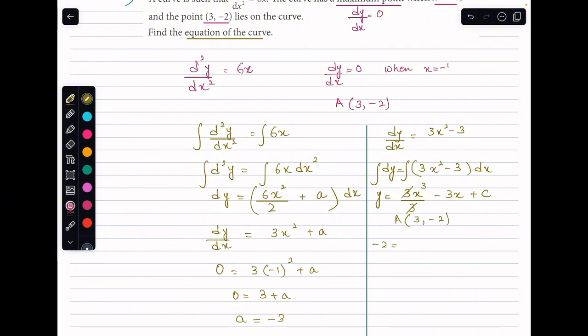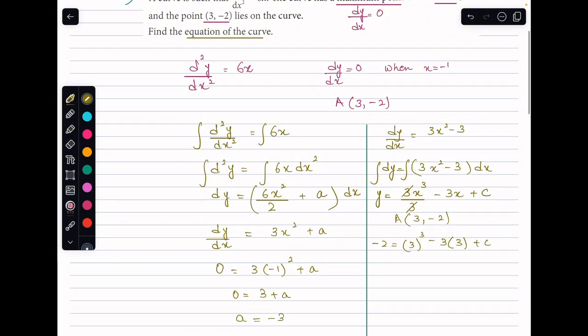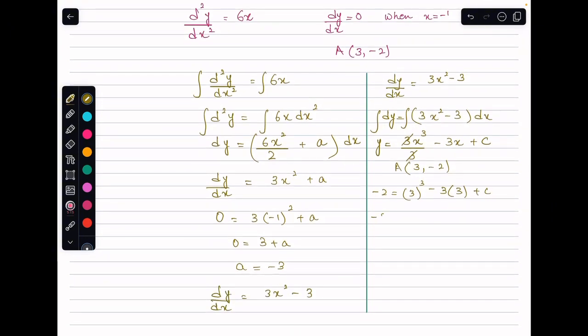So substituting the values, I should say negative 2 equals 3 cubed minus 3 times 3, and then plus c. So from here, I should be able to get the value of c. 3 cubed is 27, minus 3 into 3, that gives me 9, and plus c.